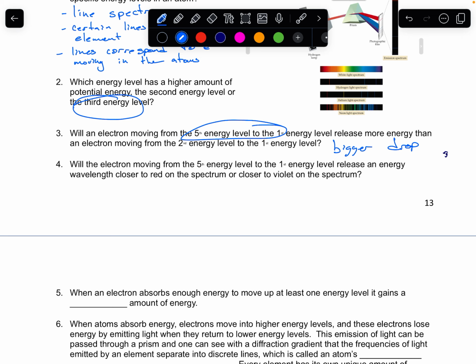Number 4: will the electron moving from the 5th to the 1st energy level release an energy wavelength closer to red or to violet? Just like what we were saying before, the bigger the drop, the closer it is to violet. So 5 to 1 is a large drop, and that's going to be closest to violet.